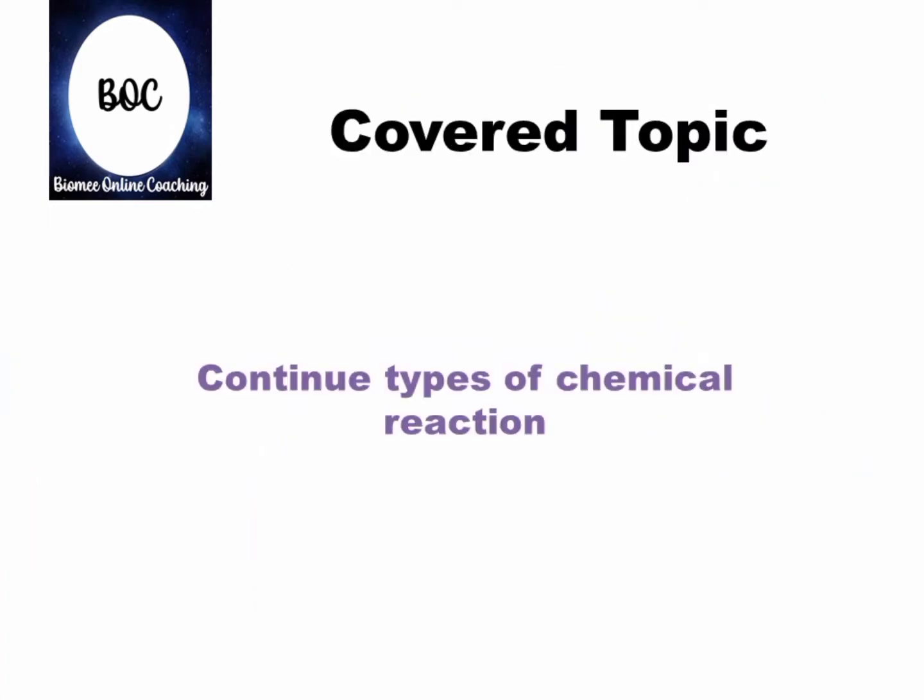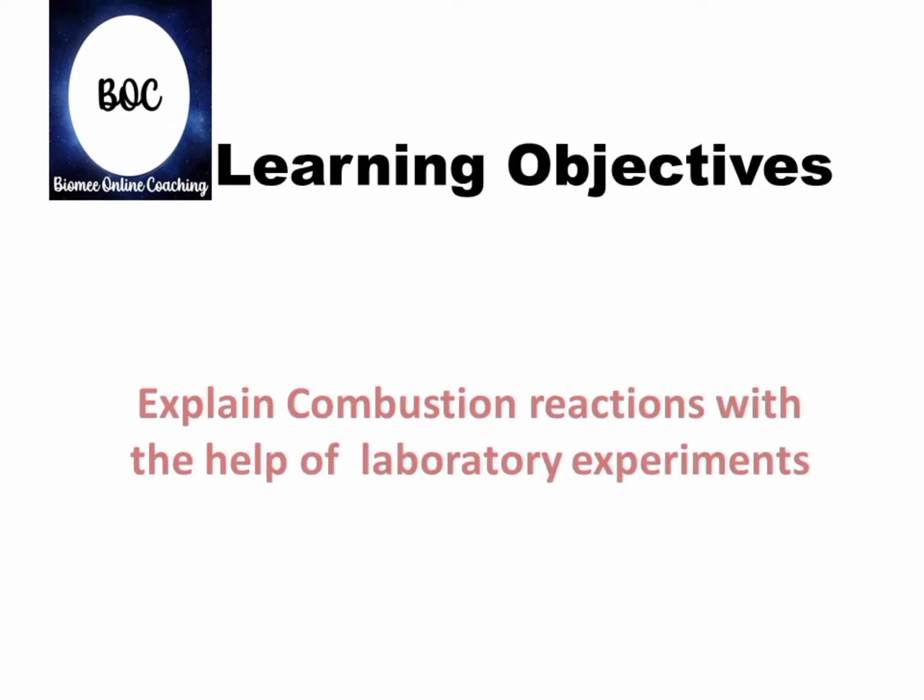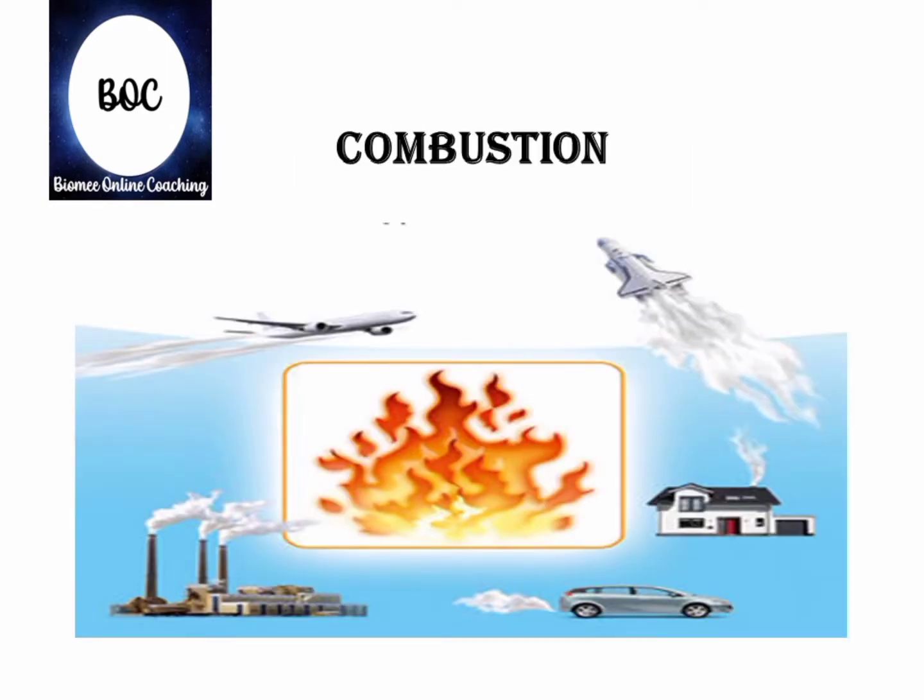In this video, we will continue types of chemical reaction. And the learning objective is to explain combustion reactions with the help of laboratory experiments. So let's talk about combustion. What is combustion? Combustion or burning is a chemical reaction between fuel and oxygen in the air. The fuel becomes oxidized, forming an oxide. The reaction releases energy in the form of heat and light.